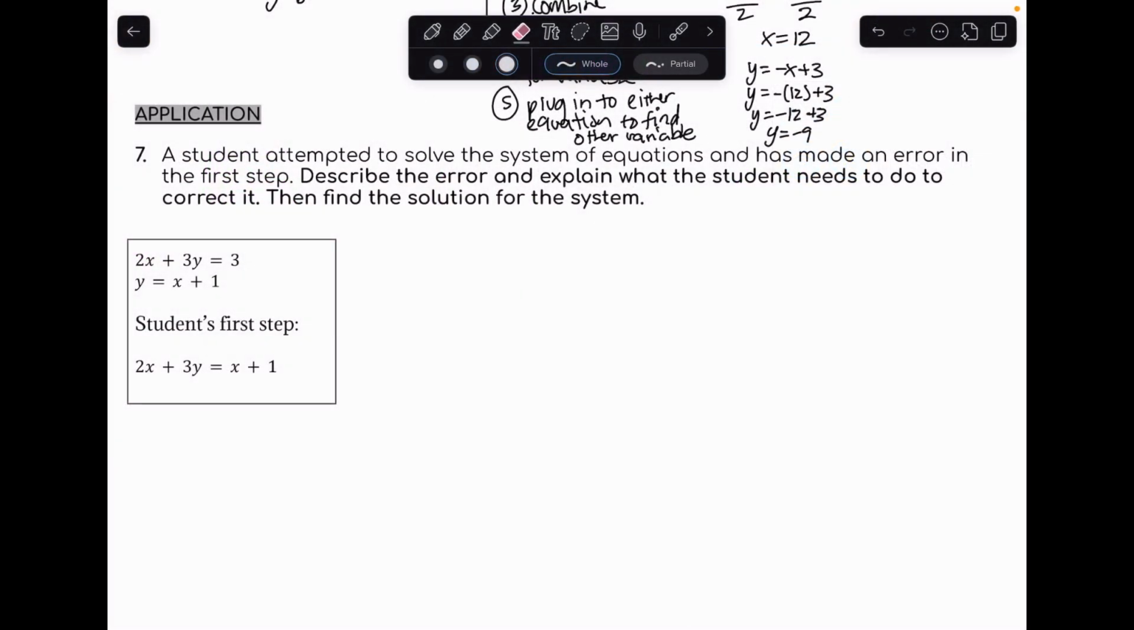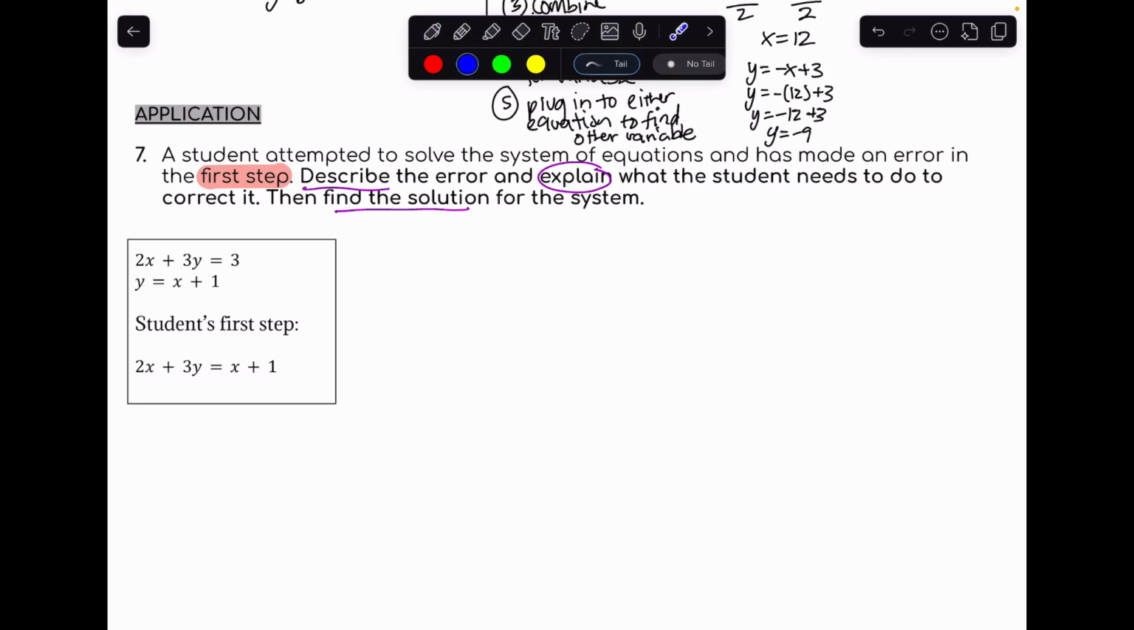A student was asked to solve the system of equations and made an error in the first step. So they told us what step they messed up in. What I want you to do is describe the error and explain what the student needs to do to find the correct solution. So what I'm asking you to do is to tell me what they did wrong and then solve for it.